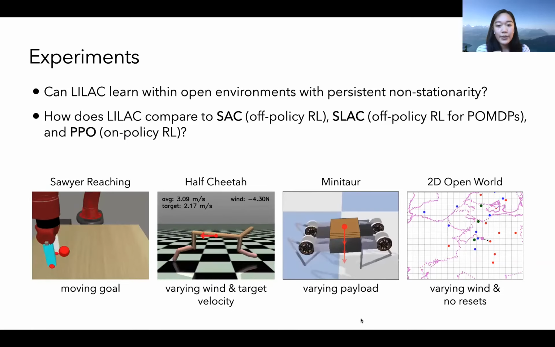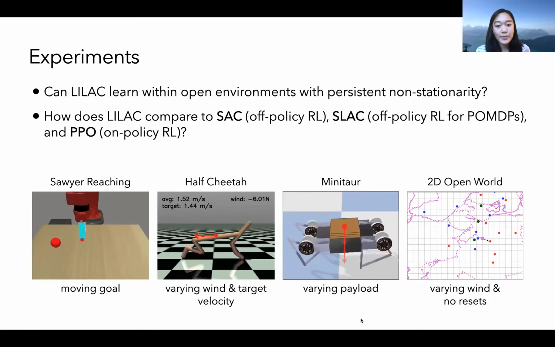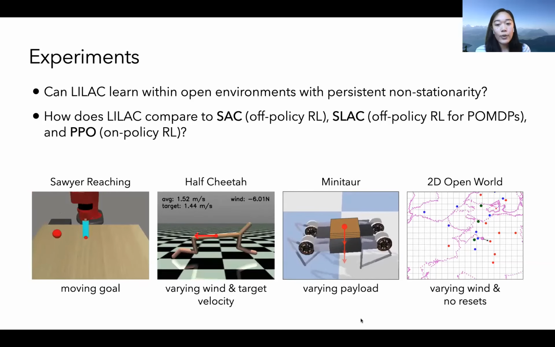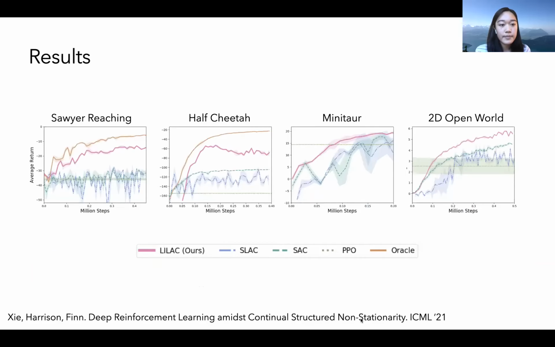To evaluate this algorithm, we designed some environments that exhibit the kind of non-stationarity we might find in more realistic settings. For example, we might want a robot to be able to track a moving goal, or to move against different wind forces, or to carry different payloads. Overall, we see that LILAC can maintain more successful behavior in each of these environments. And unlike the other methods, LILAC is able to do this because it's proactively modeling the changing task parameters.